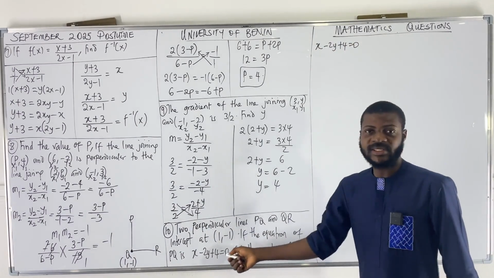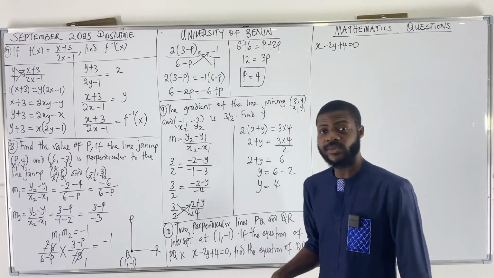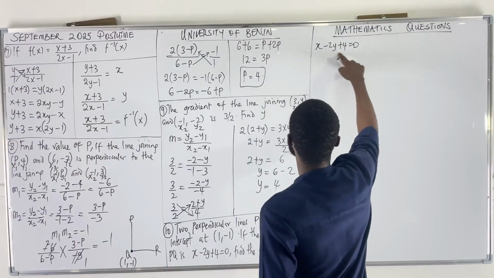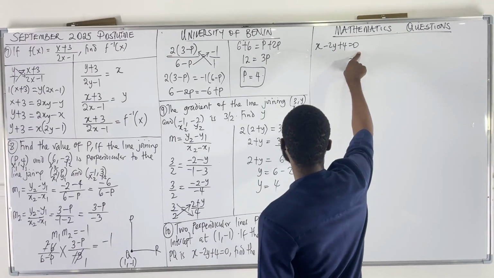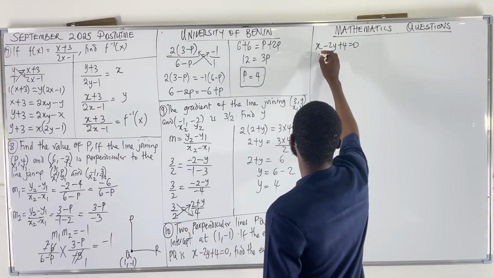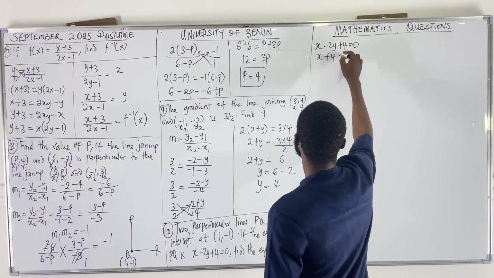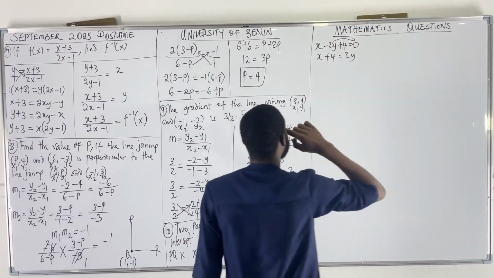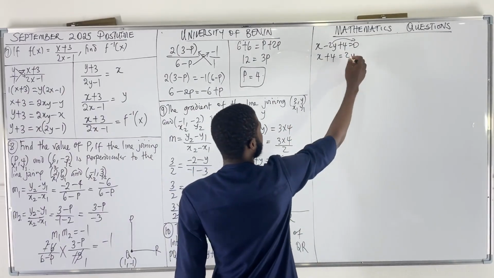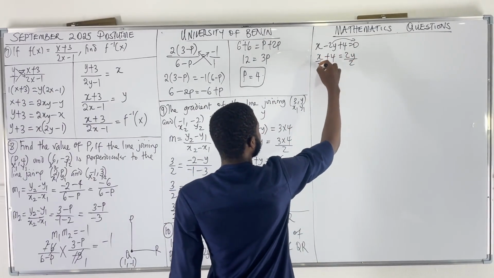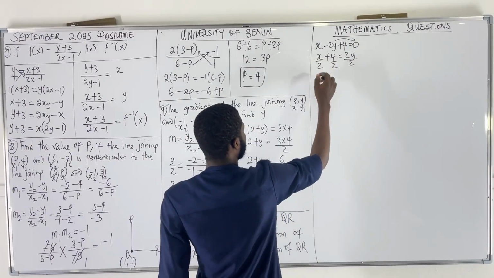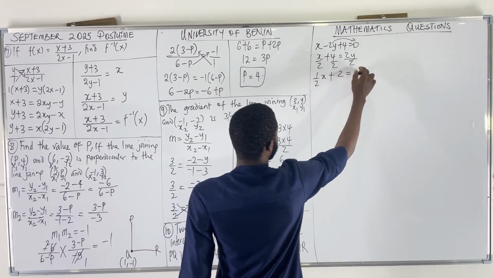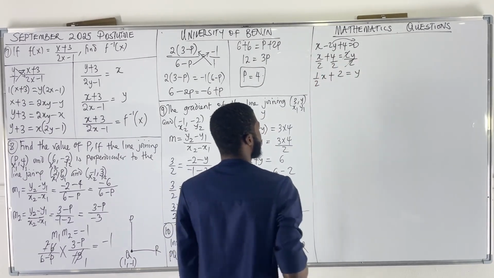Now why did they give us this? They gave us that equation because we need to find the gradient. So let's get started. Let's find the gradient. To find the gradient, you must make y the subject of the formula. So this will be x plus 4 equal, if minus 2y goes over, it becomes ordinary 2y. Now to get the value of y, divide every single thing by 2. So this will become 1 over 2 x plus 2 equal to y, because 2 we cancel at 2.